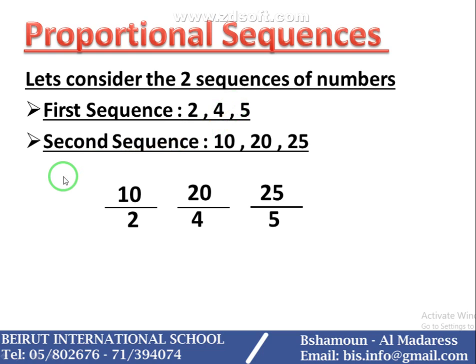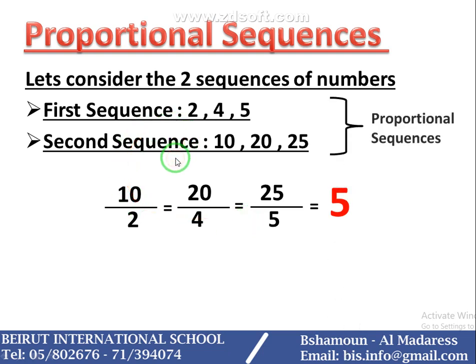As you can notice, if we simplify 10/2 by 2, we get 5. And if we simplify this fraction over here by 4, we also get 5. And if we simplify 25/5 by 5, we get 5. So these three fractions are equal, and each of them is equal to 5. So in this case, we can call these two sequences proportional sequences.